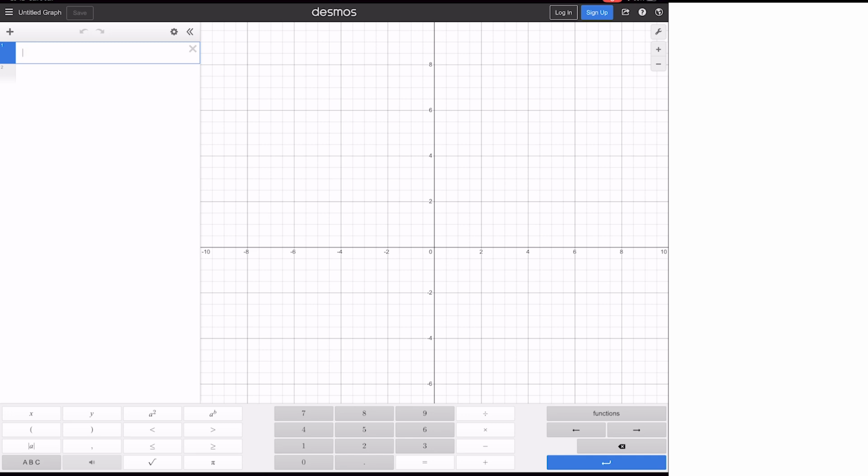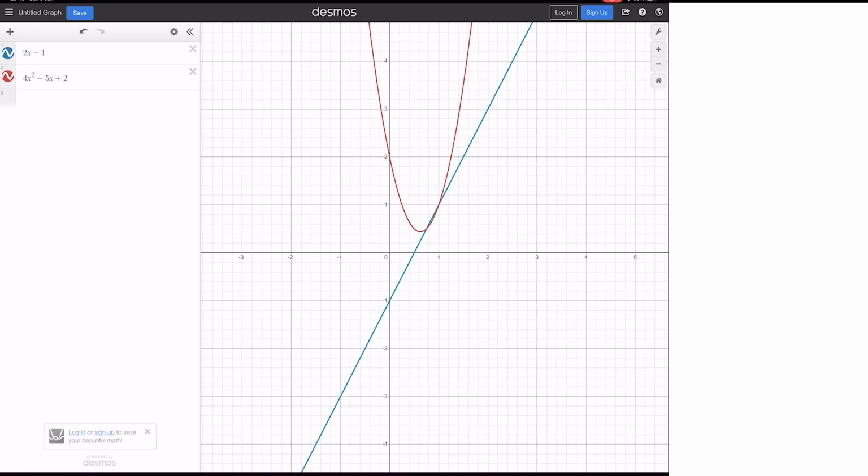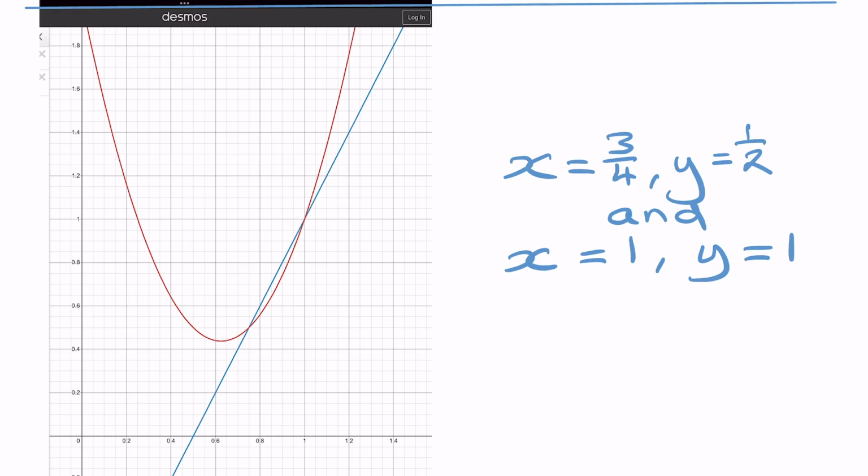Let's put in the first equation. That was 4x squared minus 5x plus 2. And then the second one was 2x minus 1. And there it is. Now let's zoom in. Okay, so what do we have? We had x equals 3/4 when y was 1/2. So here is y. There's our y-axis. This is our x-axis. So let's look for when y is 1/2.